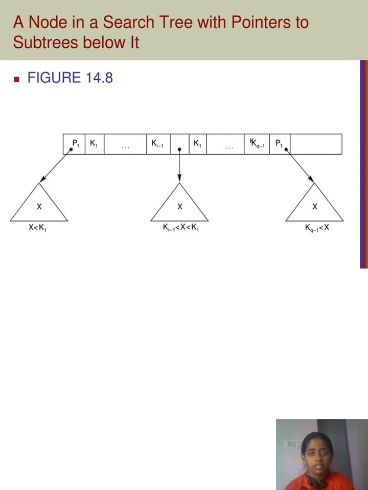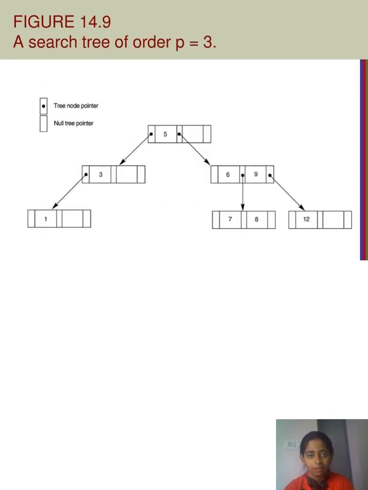A node in a search tree with pointers to subtrees below it. So this acts as pointers. This is a way how we use pointers to subtrees. A search tree of order p equal to 3. So this is order 3. This is an example for it.